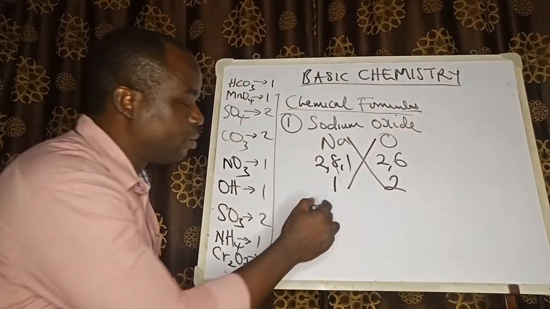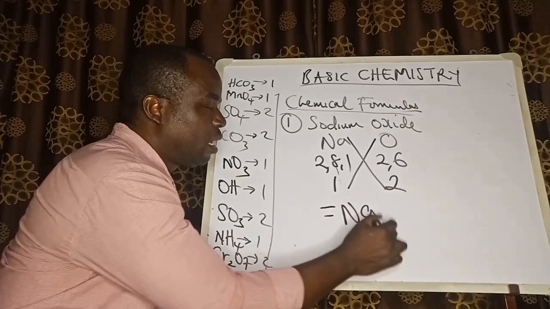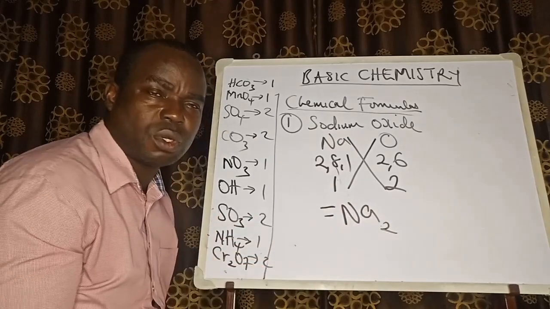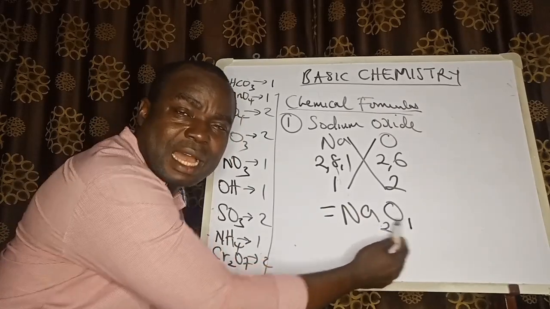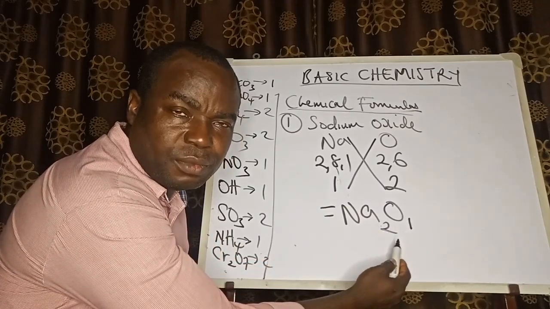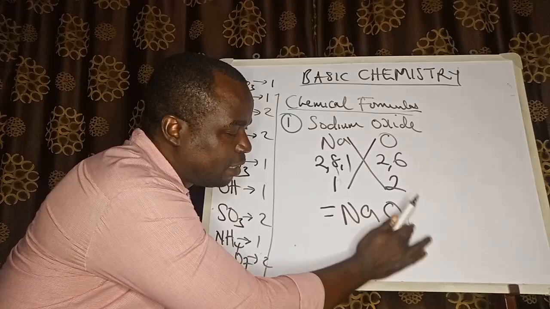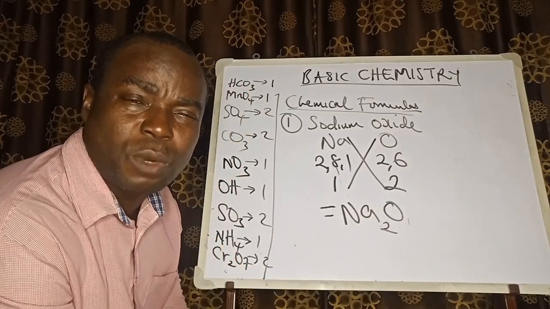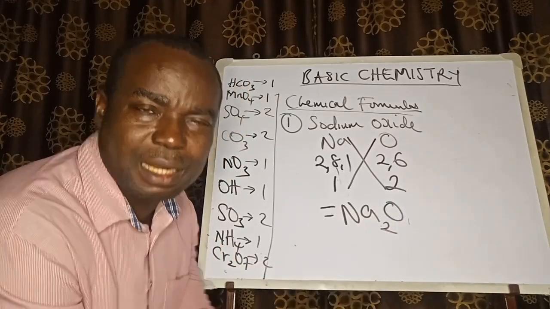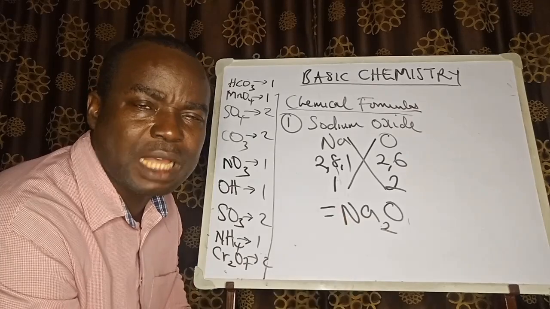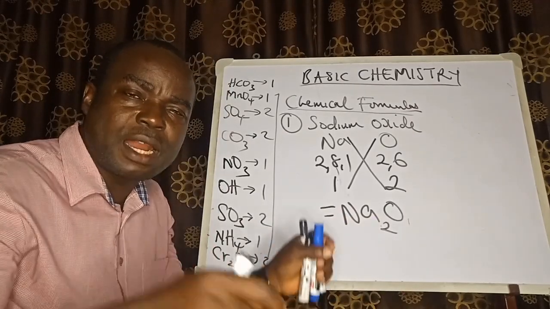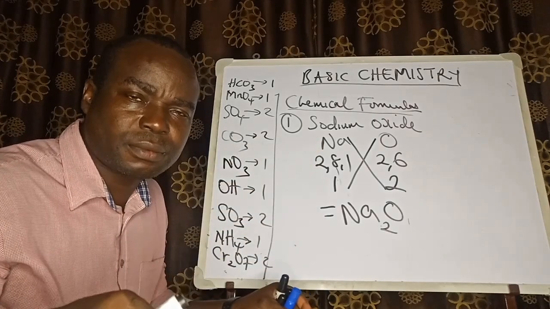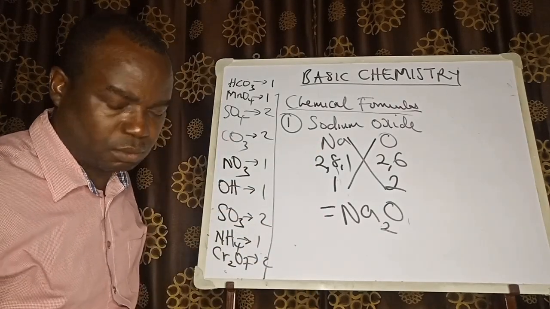So the formula will now be Na2, O1. All these numbers are subscripts, but this 1 should be silent. Anytime you have 1 in a chemical formula, it is supposed to be silent. So the formula for sodium oxide is Na2O. Is it clear now? So write down their valencies and switch them. Let's pick another one.